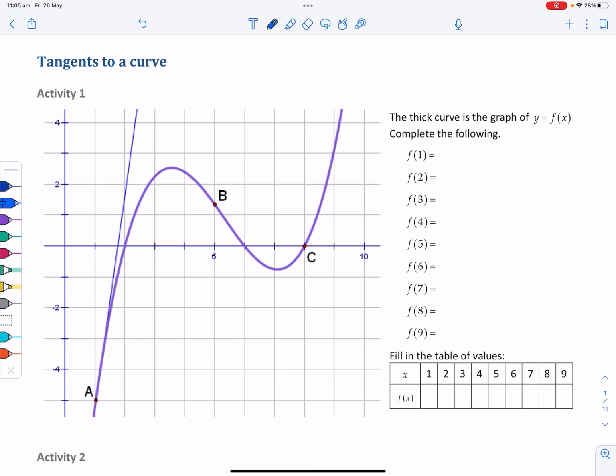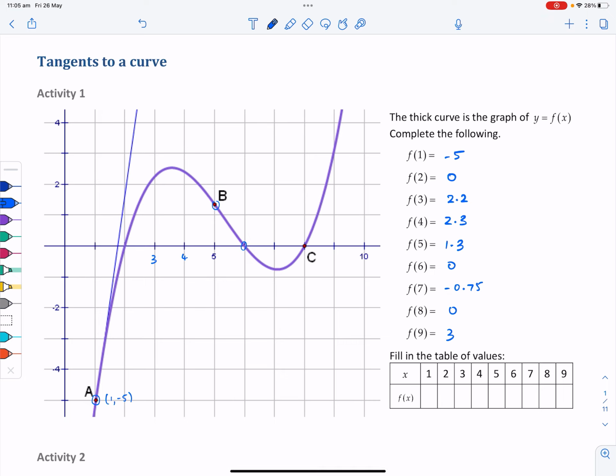So f of 1 equals negative 5. That's like looking here at 1 comma negative 5. All right, quickly through the rest of them. F of 2 is 0. F of 3 is about 2.2 perhaps. F of 4, 2.3. F of 5, that's here, about 1.3. F of 6 is 0. F of 7 looks like about negative 0.75 perhaps. F of 8 is 0, and F of 9 is 3.